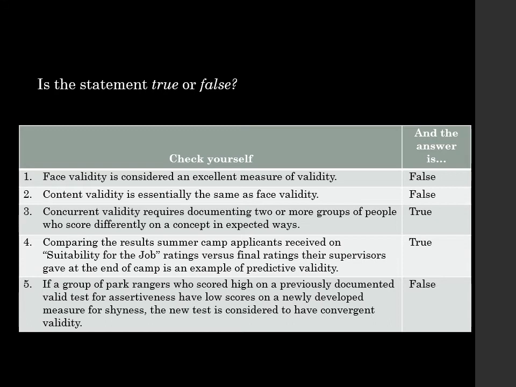If a group of park rangers who scored high on a previously documented valid test for assertiveness have low scores on a newly developed measure for shyness, the new test is considered to have convergent validity. And that's not true. We're looking at 2 different things, or 2 different instruments, I should say.